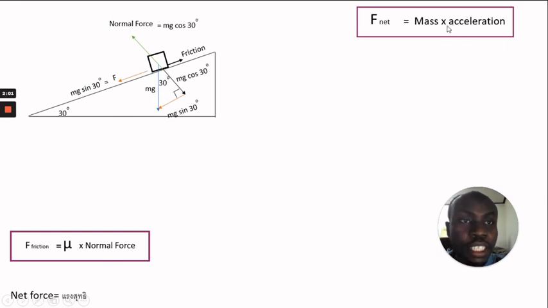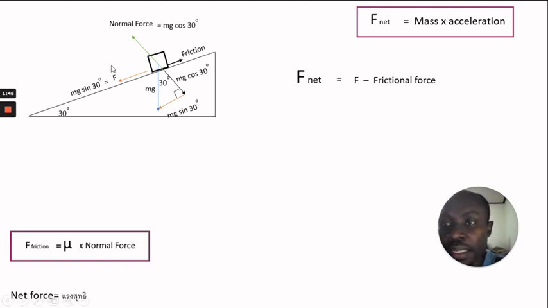So what is the acceleration? Here is the formula: the net force is equal to mass times acceleration. So we have to find the net force. What is the net force? The net force will be this force right here minus the friction. If we can find the force here and subtract the friction, we will find the net force. The force here, we said, is mg sine 30.